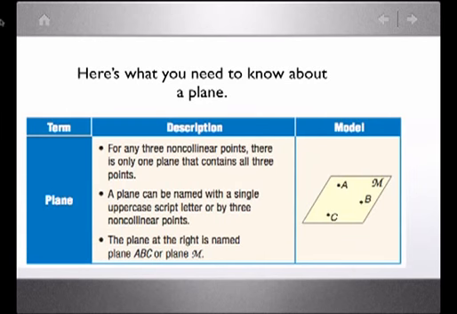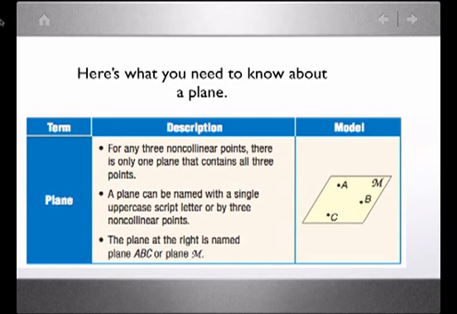For any three non-collinear points, there is only one plane that contains all 3 points. A plane can be named with a single uppercase script letter or by 3 non-collinear points. The plane at the right is named plane ABC or plane M.